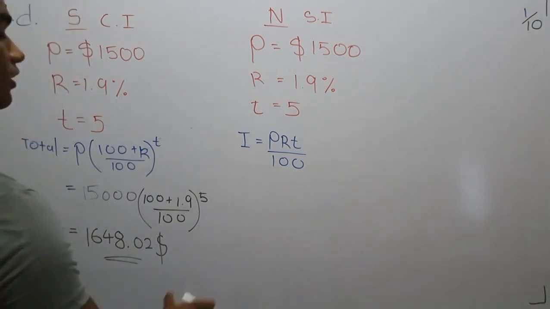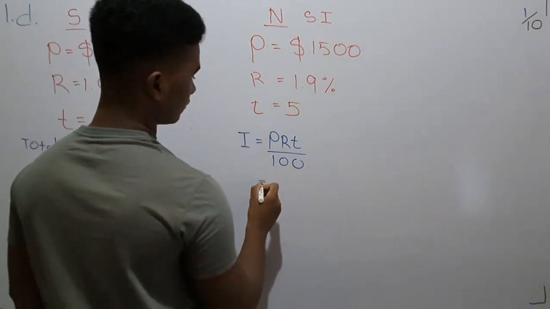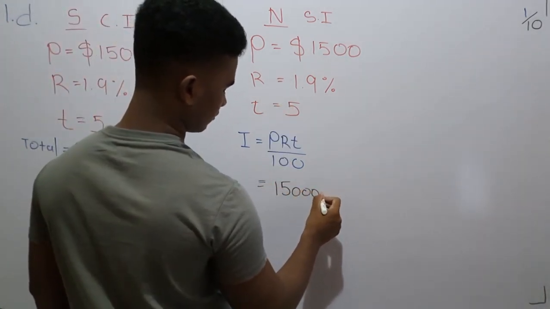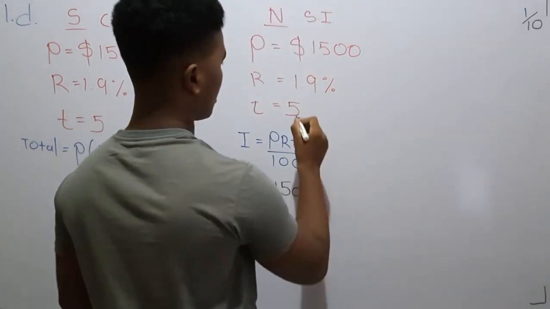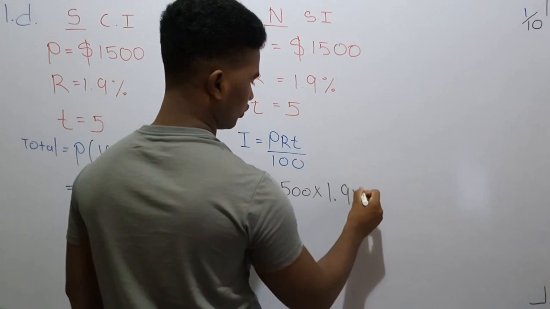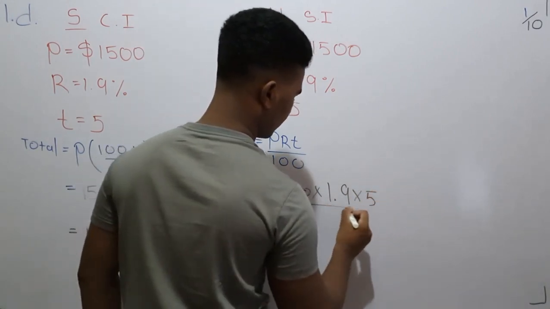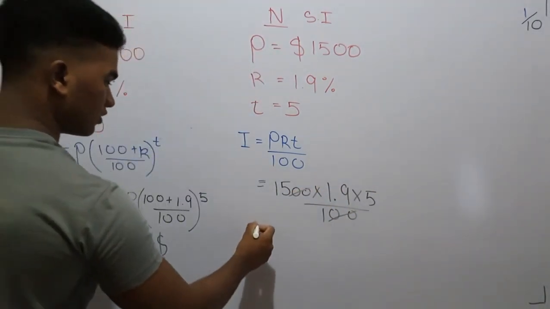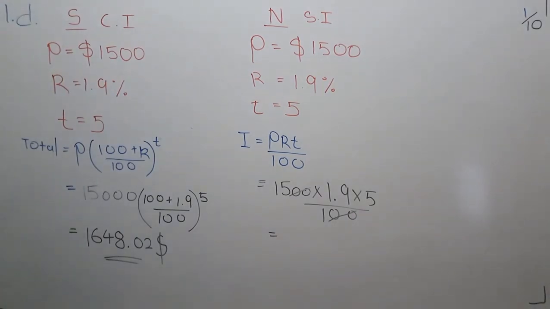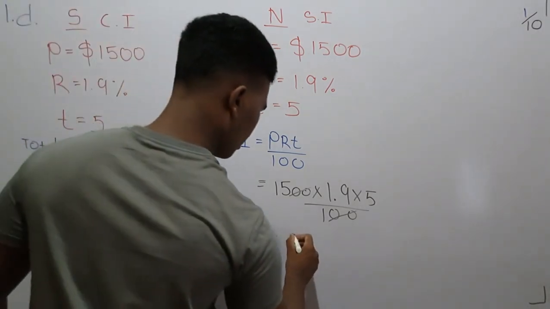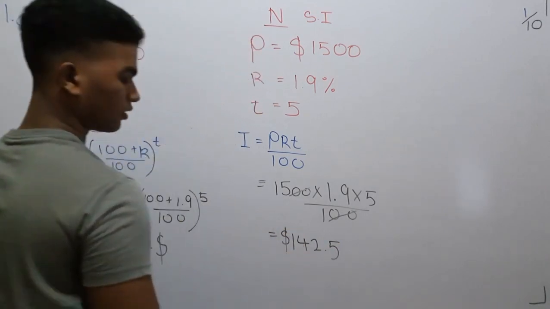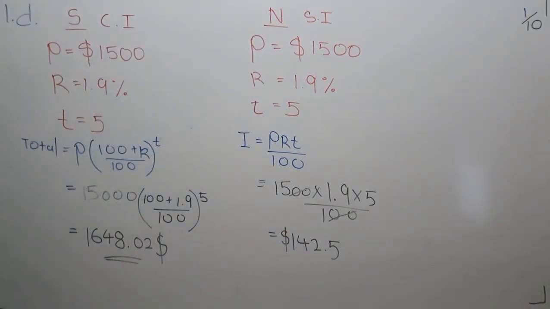So now we'll calculate for Nina. P value is 1500 into R is 1.9 into T is 5, whole thing divided by 100. This 0 and these two zeros will get cancelled. So you get the final answer as $142.5. Now this is just the interest value.